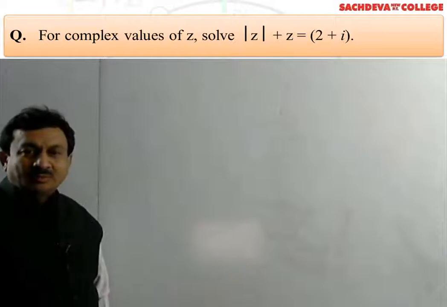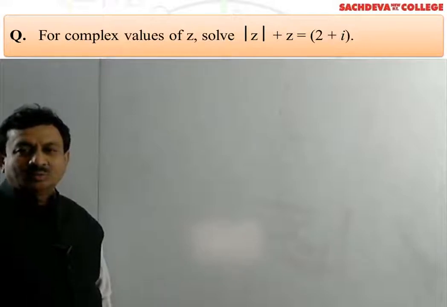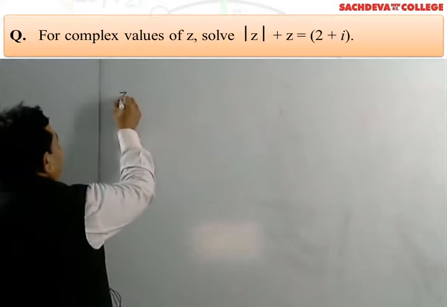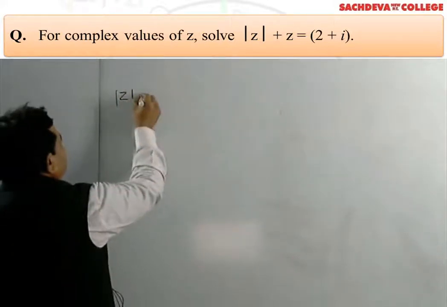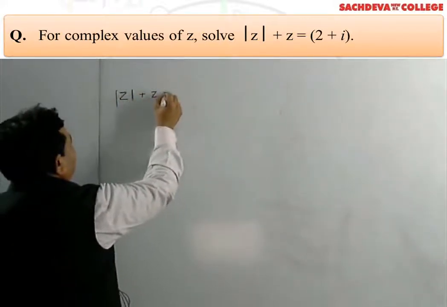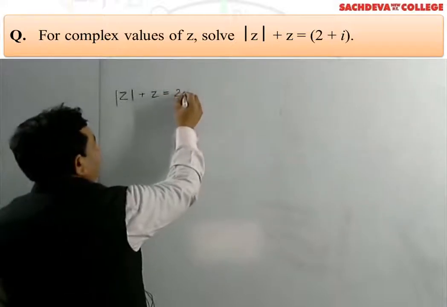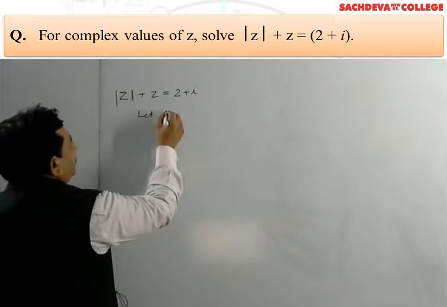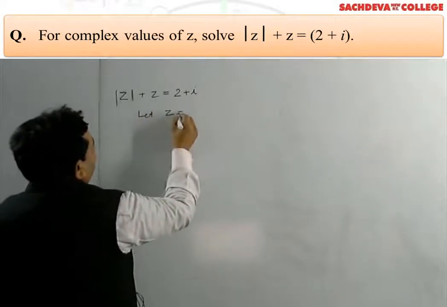Next problem. For complex value of z, solve |z| + z = 2 + i. So given that |z| + z = 2 + i, let z = x + iy.